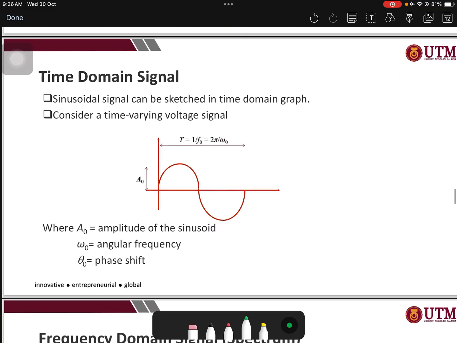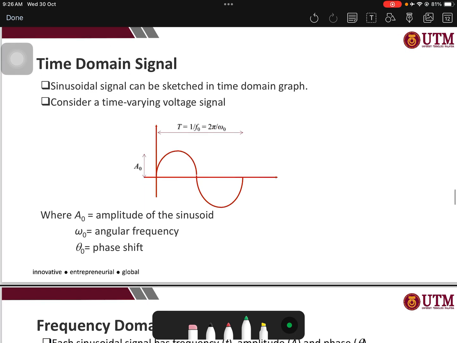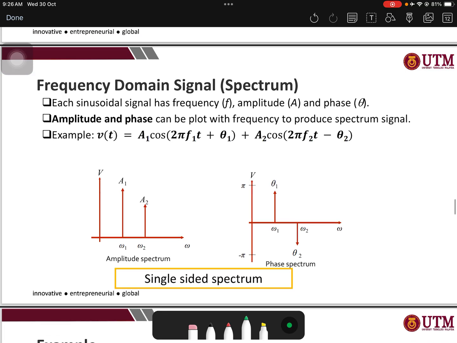For the time domain, the sinusoid can be sketched in the time domain graph. Consider this the time varying voltage signal. You know that this is the amplitude, and this is the frequency, the angular frequency omega, and then the phase shift, the angle. Just now I mentioned that from the frequency domain you can sketch the single-sided spectrum. This is very important in our circuit and signal. What does it mean, the single-sided spectrum?